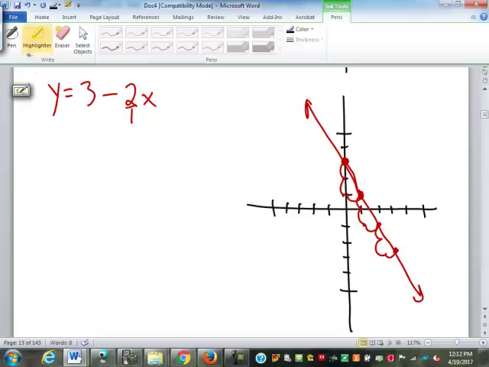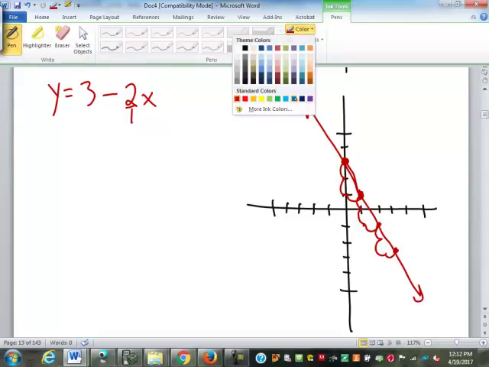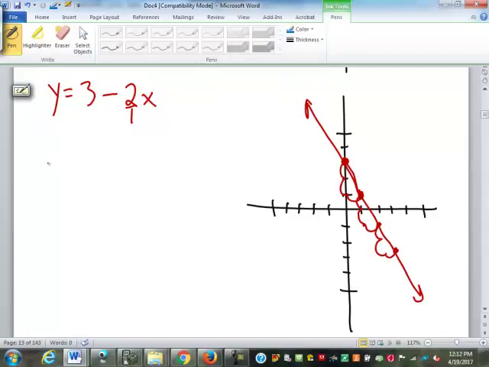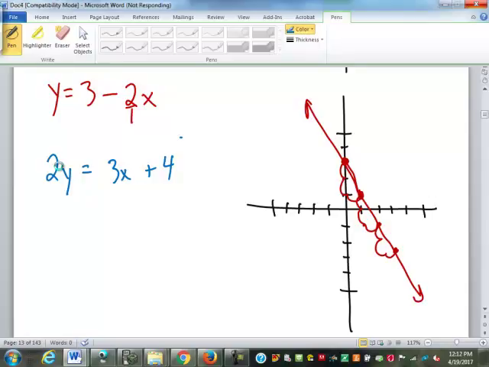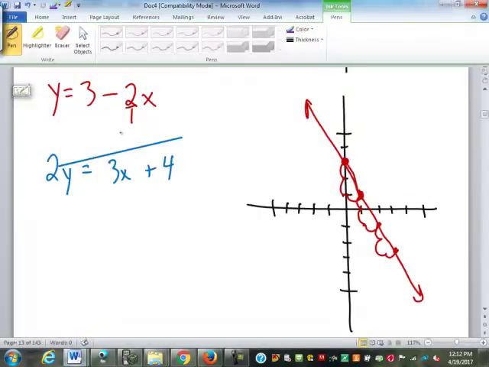So not only can we have these equations that don't line up or aren't set up the way we're used to seeing them, but we might run into one like this: 2y equals 3x plus 4. Here we see that y is not by itself. So we have to get y by itself. And to do that, we have to divide by 2. Since it's being multiplied by 2, we have to divide by 2. When we multiply or divide an equation, we have to multiply or divide every term in that equation.